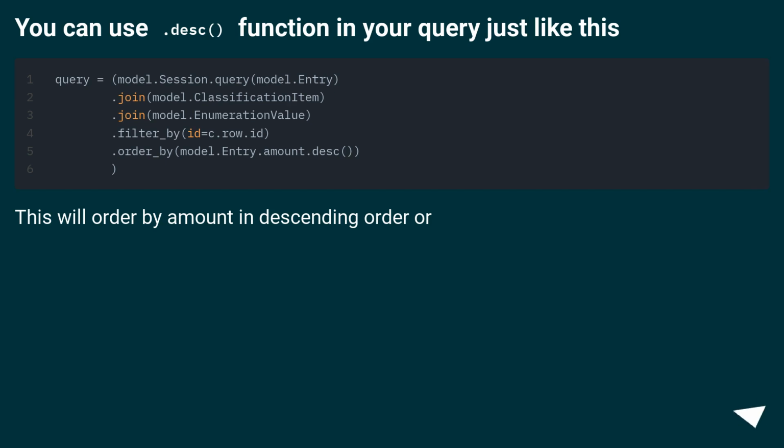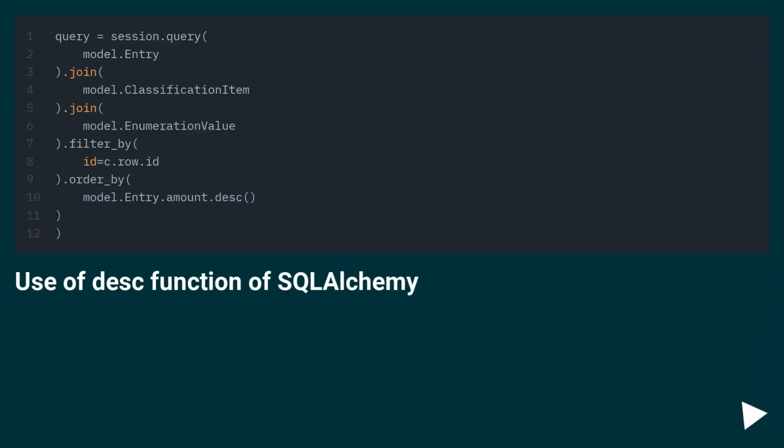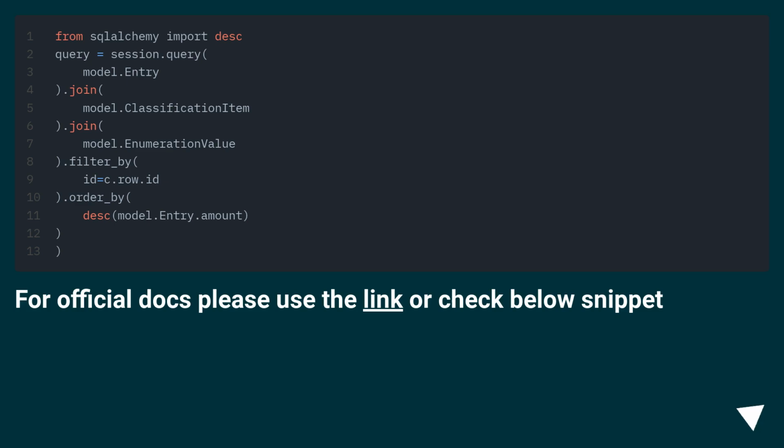You can use the .desc function in your query just like this. This will order by amount in descending order. Or use the desc function of SQLAlchemy. For official docs, please use the link or check the snippet below.